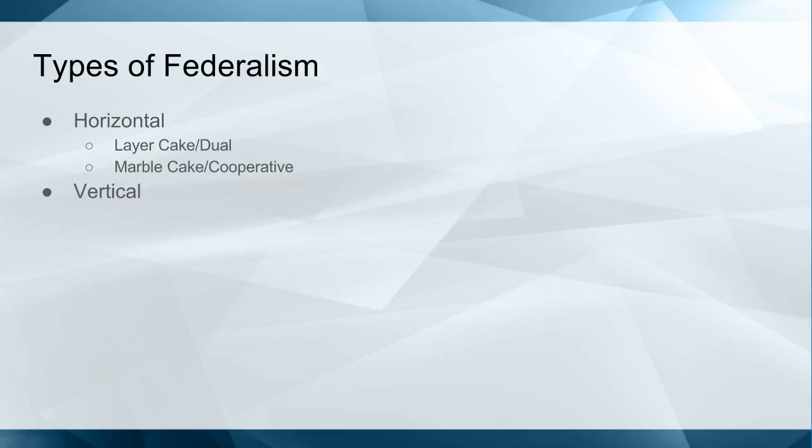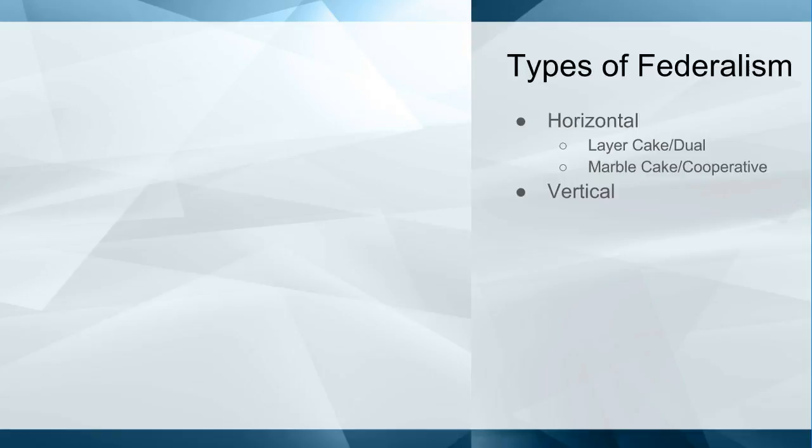Another type of federalism in the United States is what is known as vertical federalism. Vertical federalism is about the relative power, or to me, the relationship of the states amongst themselves. How do the states interact with each other? We'll talk more about that on a later slide.